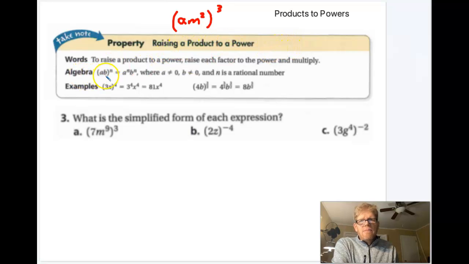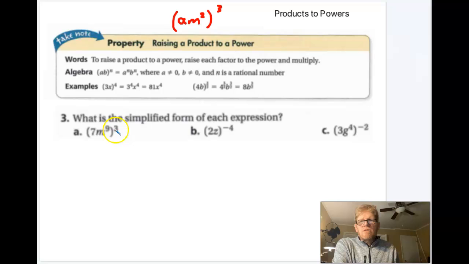It says we have ab raised to the n power. So ab raised to the n power is equal to a to the nth power times b to the nth power, whenever a is not equal to 0 and b is not equal to 0. If they're equal to 0, then that causes us some problems. So let's see what that looks like when we apply it down here.